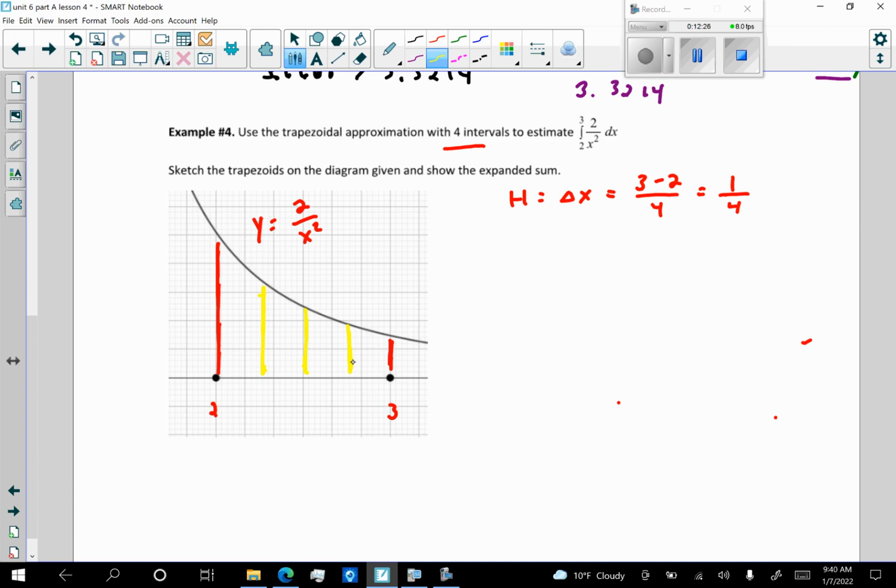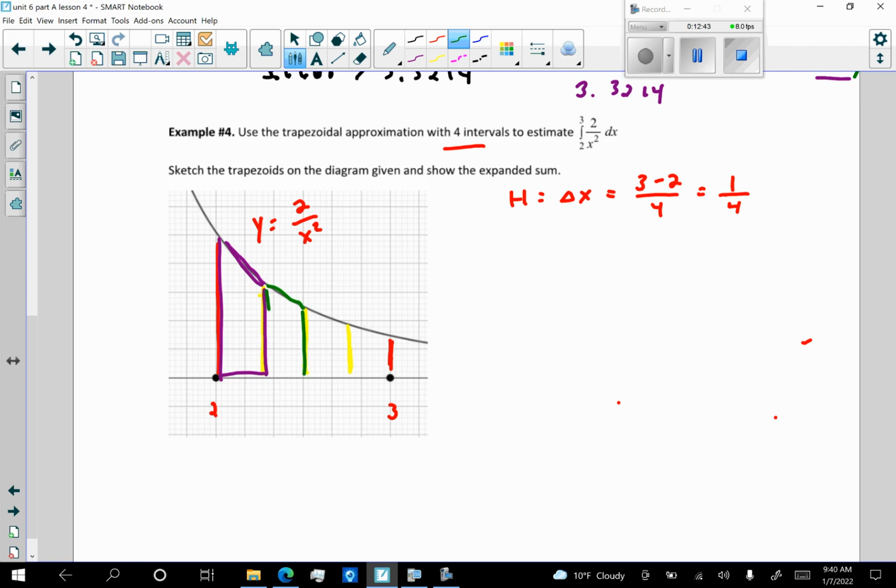Those are my 4 partitions. And this is going to be my first trapezoid. And again, we're going to see that those trapezoids are going to be a pretty good estimation. Let's go green on this one.